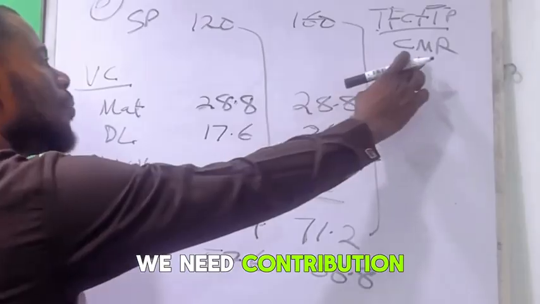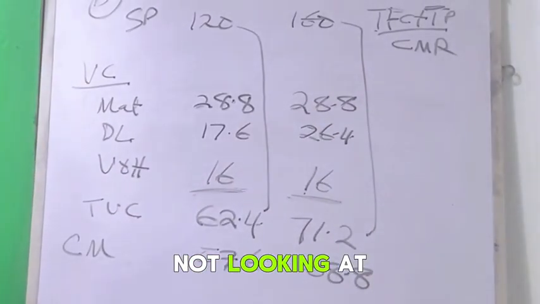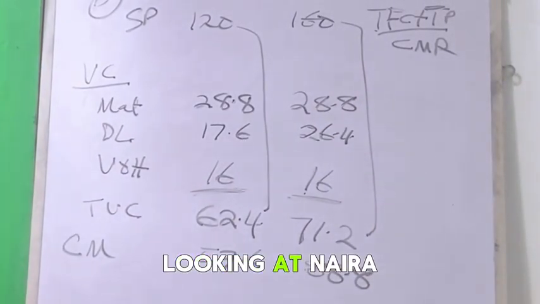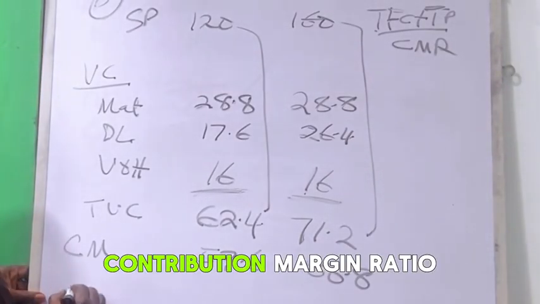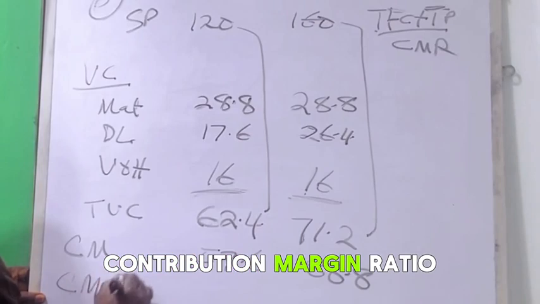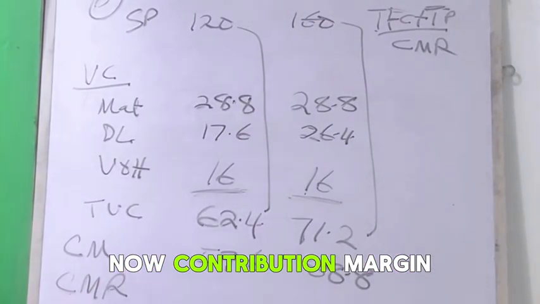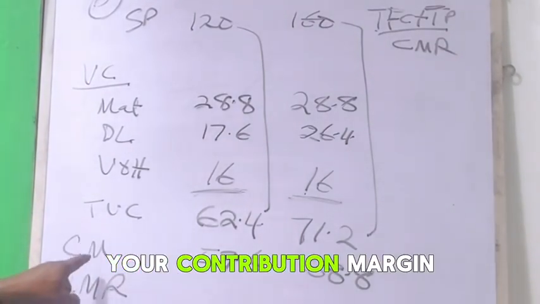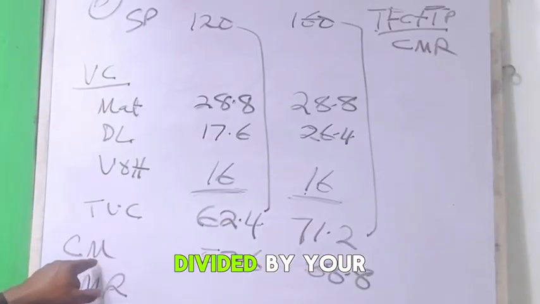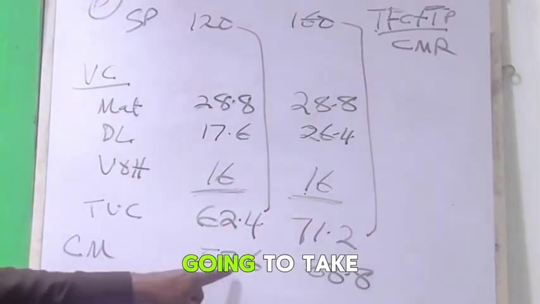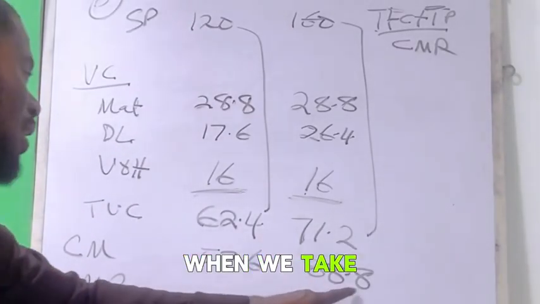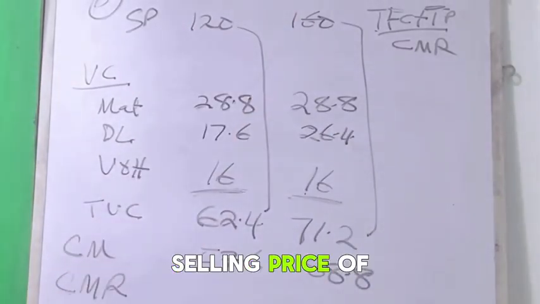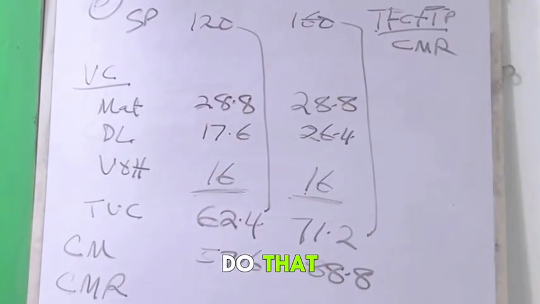Now, having gotten this contribution margin, this is not what we need. We need contribution margin ratio because this time around we are not looking at units, but we are looking at naira, at value. So it means we need to work with what? Contribution margin ratio. Now, contribution margin ratio is simply your contribution margin divided by your sales. So we're going to take 57.6 and divide it by the selling price. When we take 88.8, we divide it by the selling price of B. So quickly, let's do that.